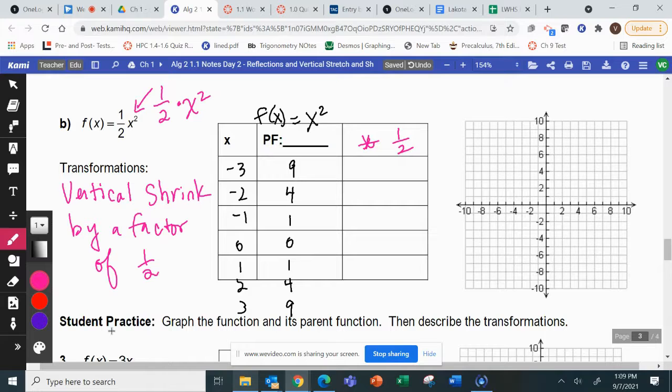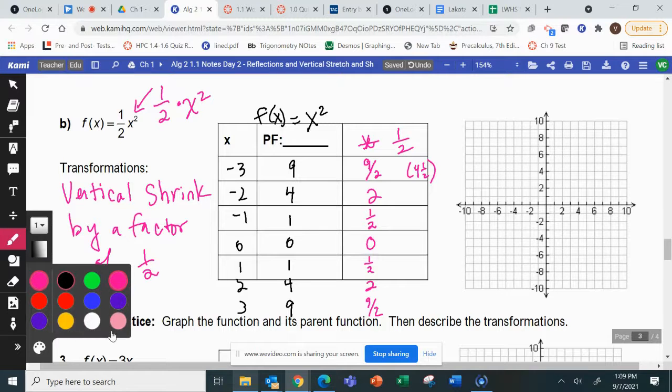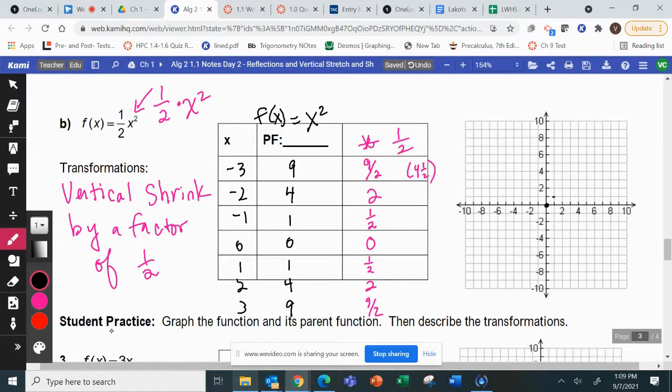I forgot to graph my parent function. We'll do that in a moment. So I'm taking half of 9. Well, that's 9/2, or you might think of it like 4.5. Okay, I didn't graph my parent function. I'm going to graph that guy really fast. 0, 0, 1, 1, 2, 4, 3, 9. And then reflecting some symmetry. There we go.